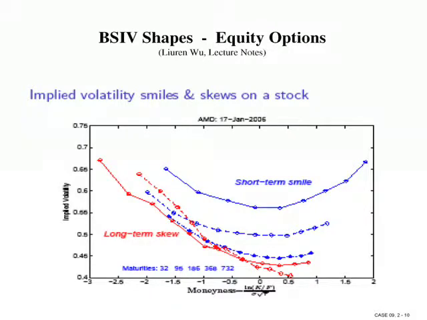Okay, so here's another example of different skews you can get. I took this from Liu and Wu's lecture notes, but you can find examples of this all over the place. This is for a single stock, AMD in the US. Here in the short term you have what looks pretty much like a smile, and at the longer maturities you get a smirk. So this is for one maturity, like a cross-section of that whole surface for one maturity.